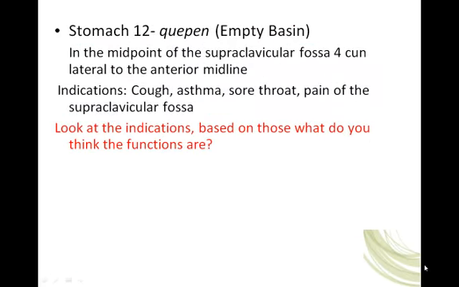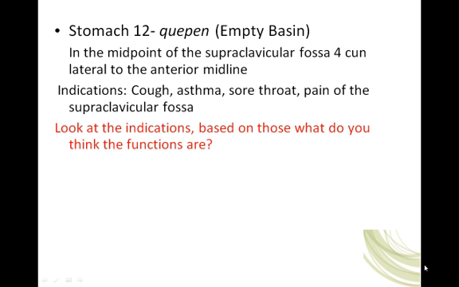We move now anterolaterally to Chuangpen, empty basin. This is the midpoint of the supraclavicular fossa, 4 sun lateral to the anterior midline. So if we remember that the clavicle is 8 sun, this would be the center of the clavicle, 4 sun lateral to the anterior midline. It's indicated for cough, asthma, sore throat, and local pain in the supraclavicular fossa.